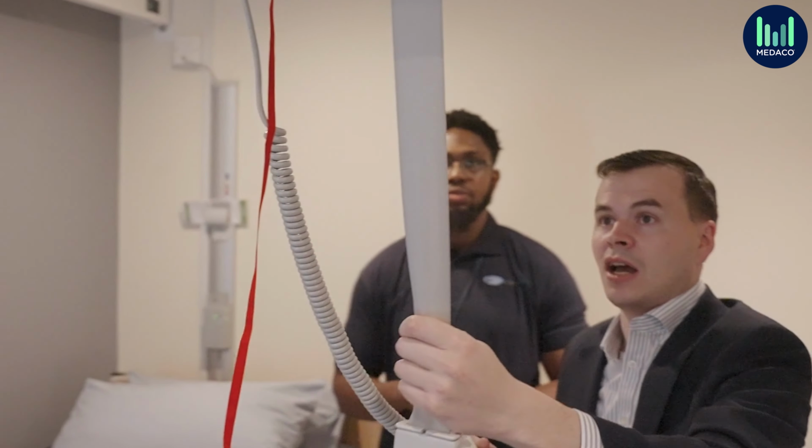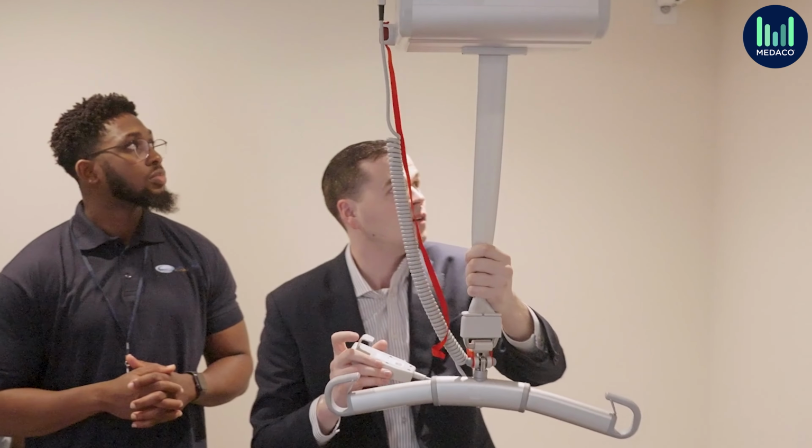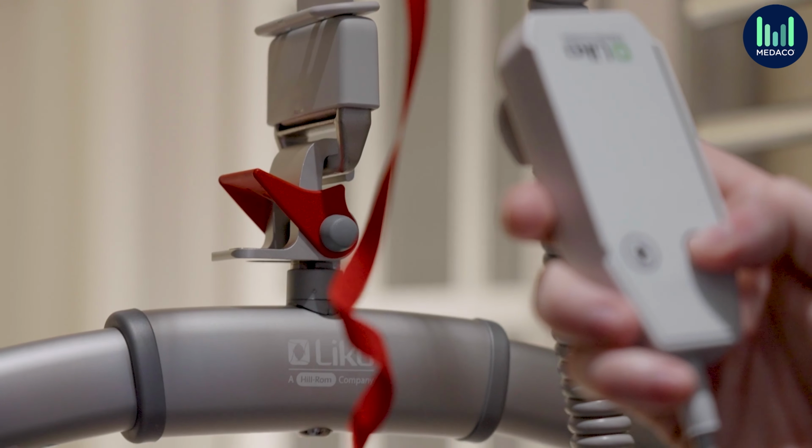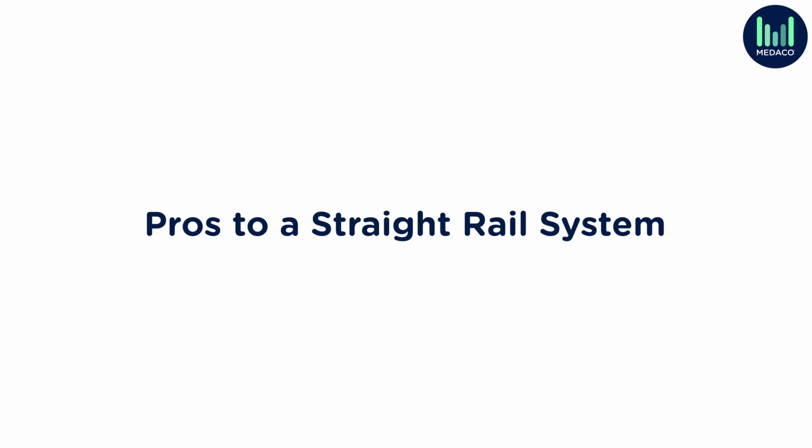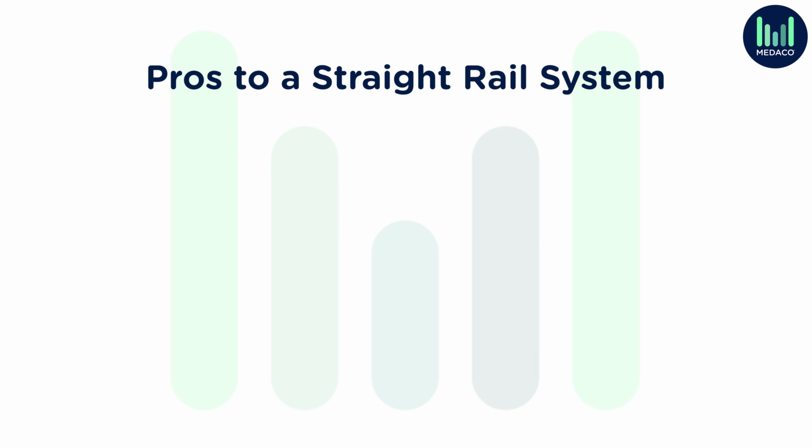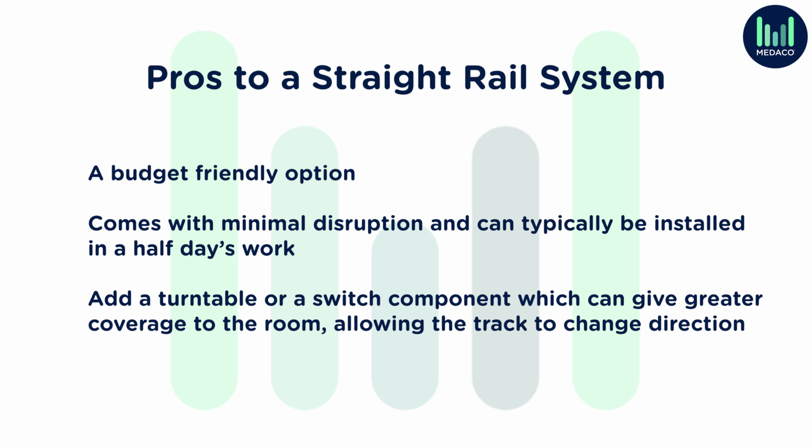A straight rail system is a system that uses a single track across the room for hoisting. It's a viable design layout when you're looking to simply hoist your service care users just from 2 points of movement within the room, so from point A to point B. A straight rail system is a budget-friendly option when it comes to ceiling hoists, as it's the simplest option available. A straight rail comes with minimal disruption and can typically be installed in half a day's work. With a straight rail system, you can add a turntable or a switch, which can give you greater coverage. This, for example, could allow you to connect to an ensuite or to an adjacent room.